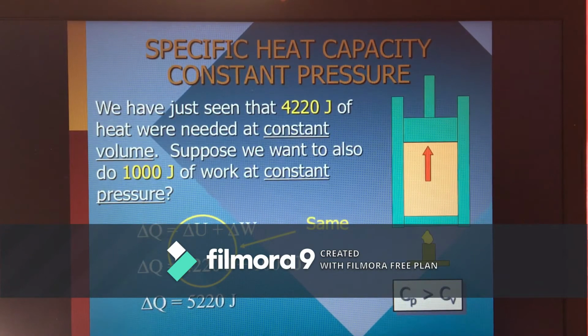So we can say that Cp is greater than Cv, or the heat capacity at constant pressure is greater than the specific heat capacity at constant volume. Okay?